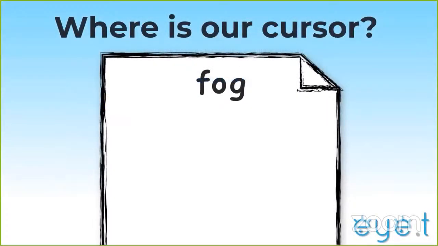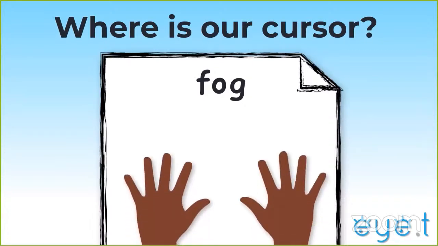Now let's say I want to type the letter R between F and O to make the new word frog, F-R-O-G. To do this, I'm going to start by asking you to do something a little strange. I want you to place your hands face down on your lap or on the table in front of you. Pretend that your left hand is the letter F and your right hand is the letter O. Now let's pretend that our cursor is between those letters, F and O, between your left and your right hand. If I type an R here, that R will appear right where my cursor is, between F and O.